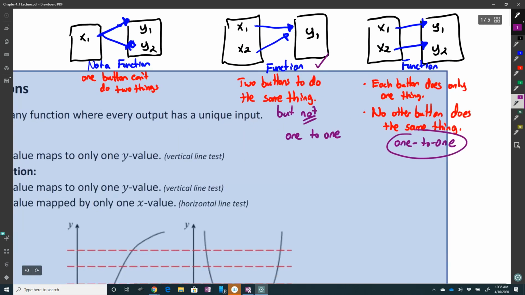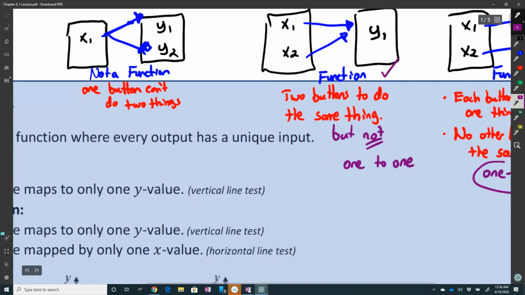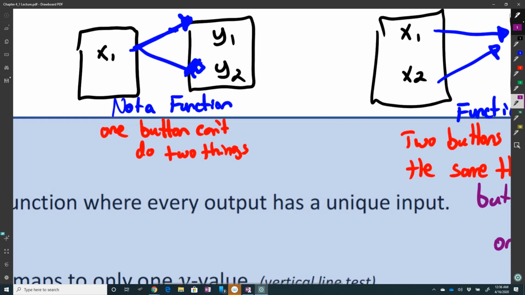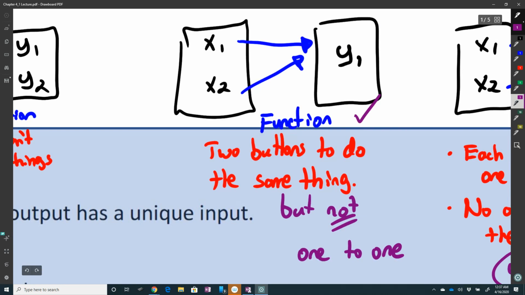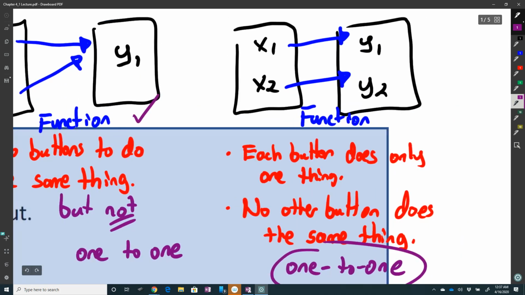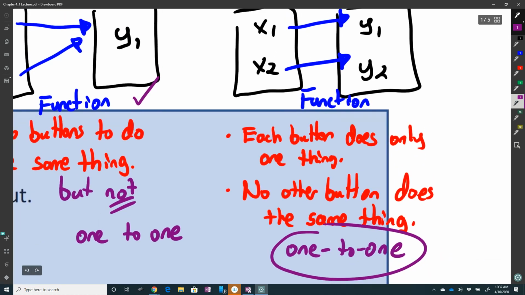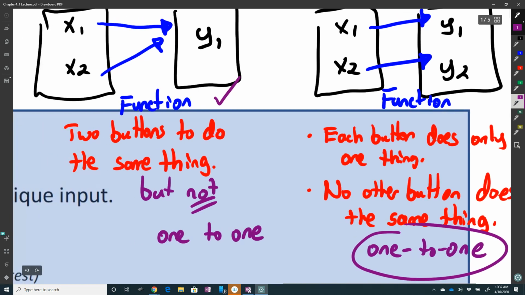Okay? So now we have three different categories. You have something that's not a function. One button can't do two things. So that's not a function. We don't even care about that. Okay? We have functions, where every button does one thing, but it's okay for two buttons to do the same thing. That's perfectly fine. And then you go to over here, every button does one thing, but no other button does the same thing. And that's what we call a one-to-one function.